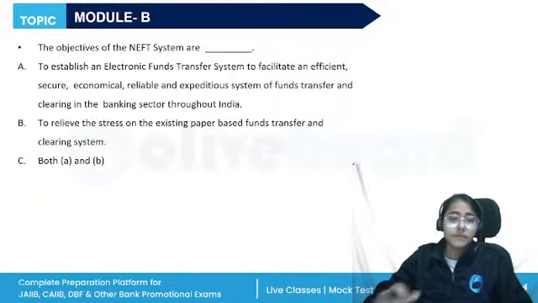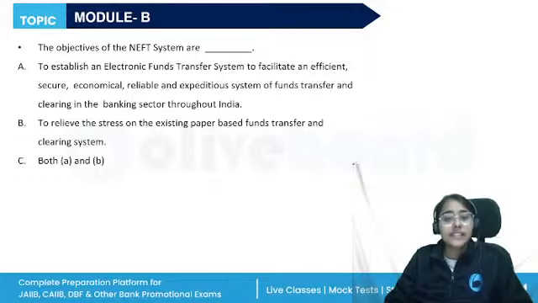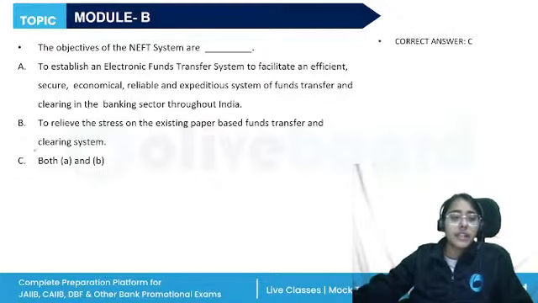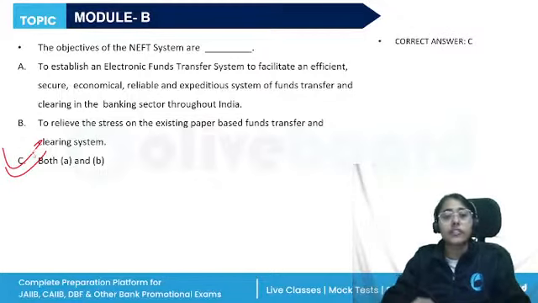All right. The objectives of NEFT are to establish an electronic fund transfer system to facilitate an efficient, secure, economical, reliable, and expedient system of fund transfer and clearing in the bank. Yes. To relieve the stress on the existing paper based fund transfer and clearing system. Again, correct. So both A and B are correct regarding the objectives of the NEFT, the National Electronic Fund Transfer.